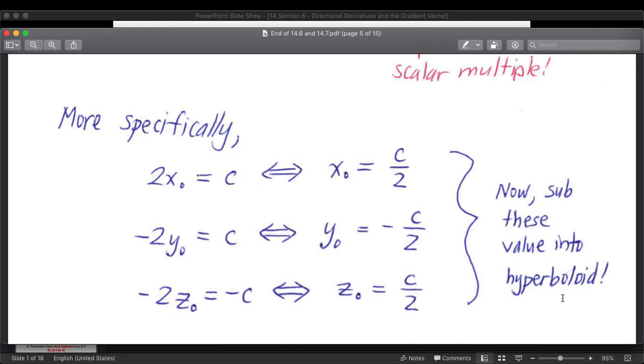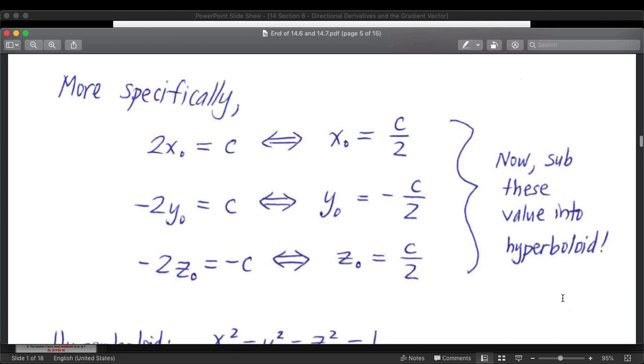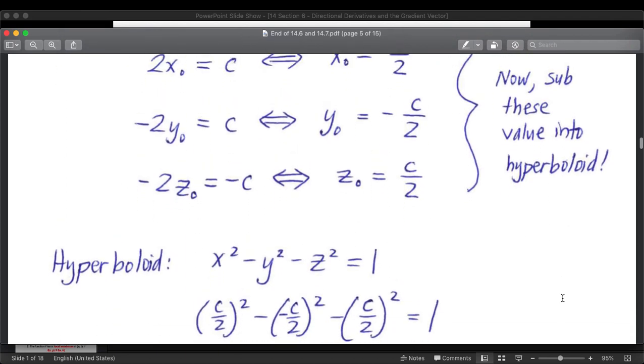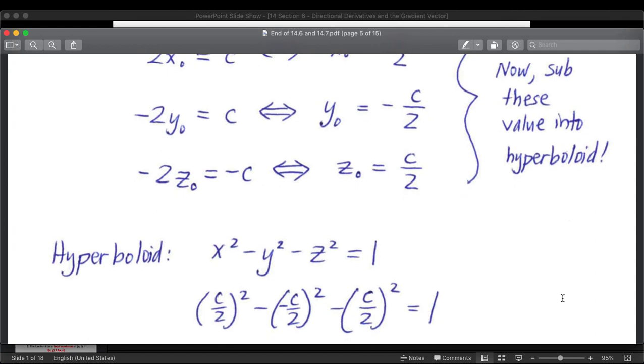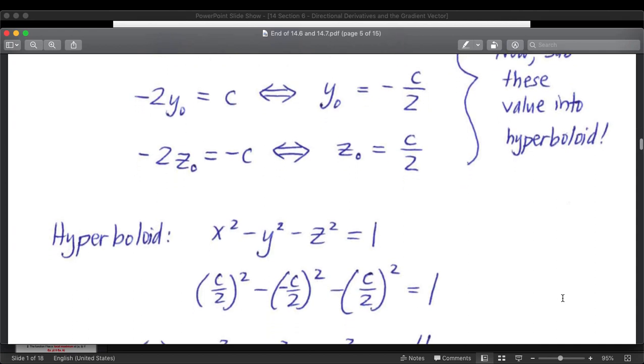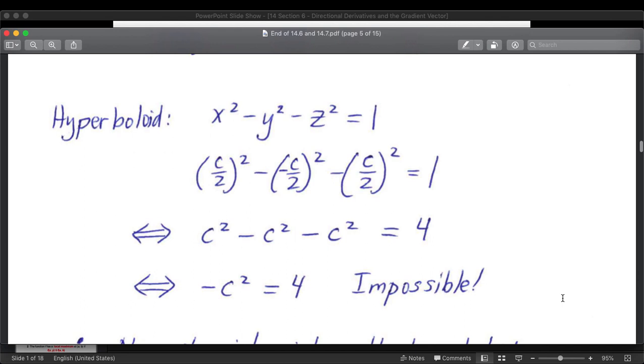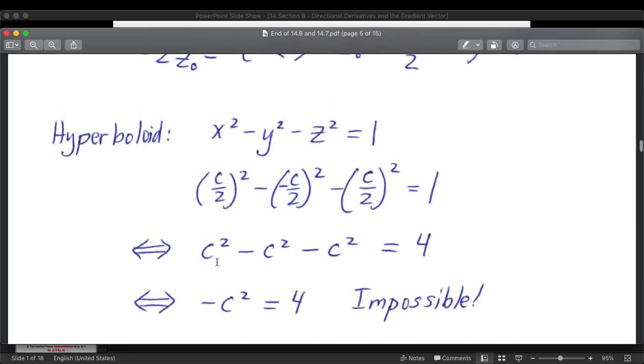Now remember, we're looking to see if there are any points that can achieve a parallel tangent plane to the given plane given to us in this problem. So taking the hyperboloid equation, we plug in those values. We simplify. I multiply both sides by 4. The first two terms cancel out.